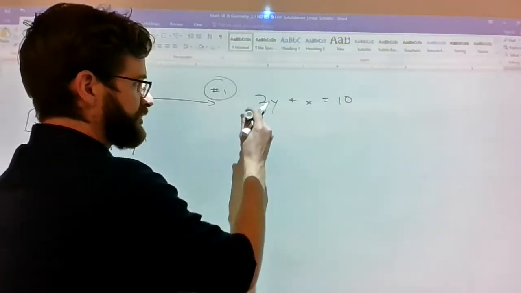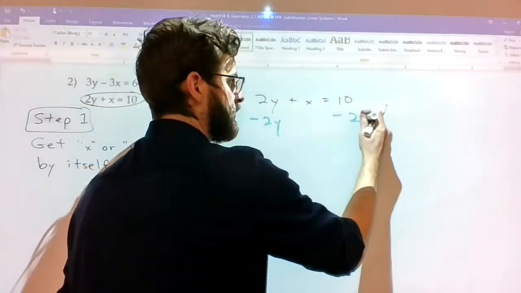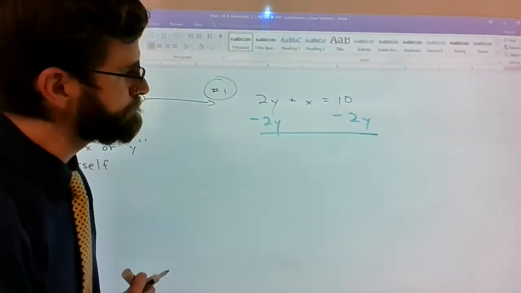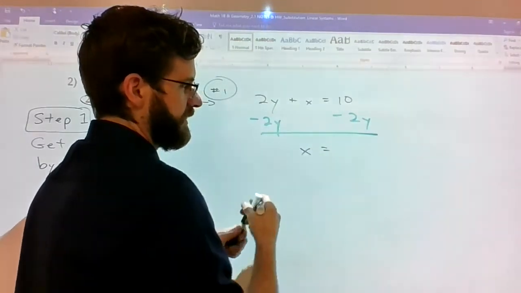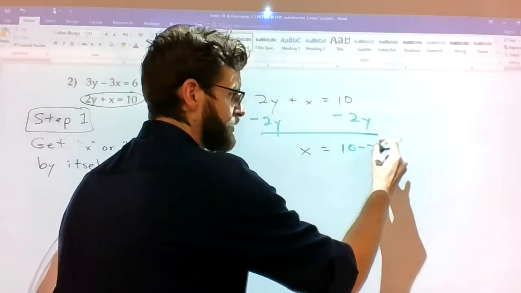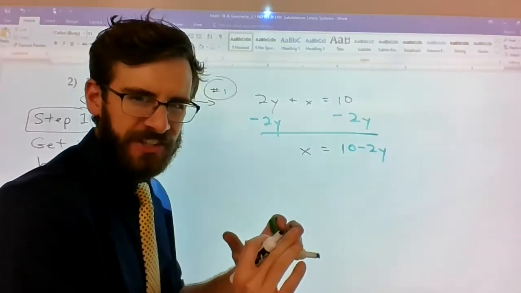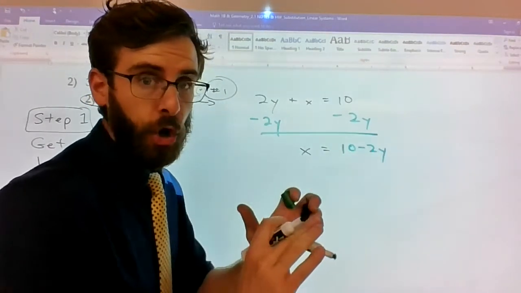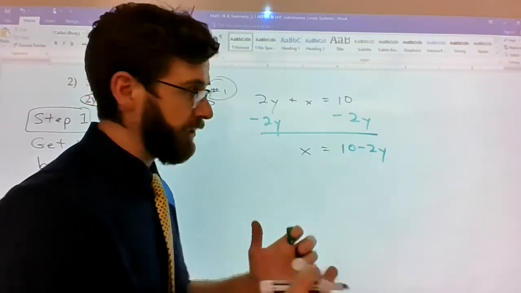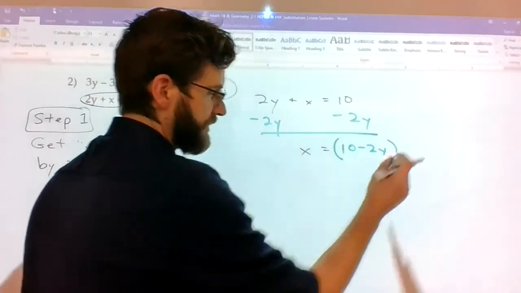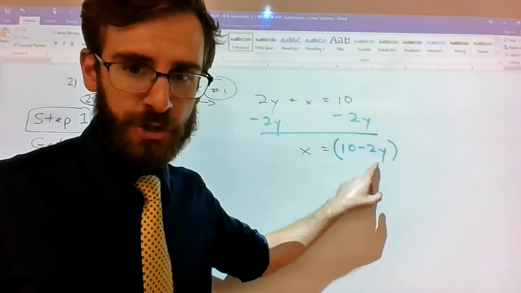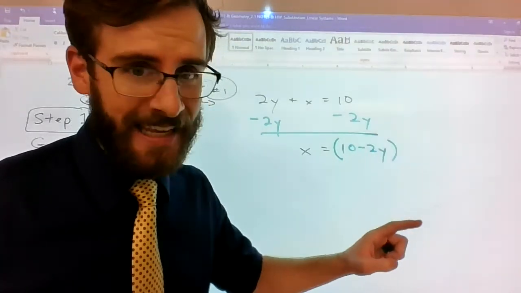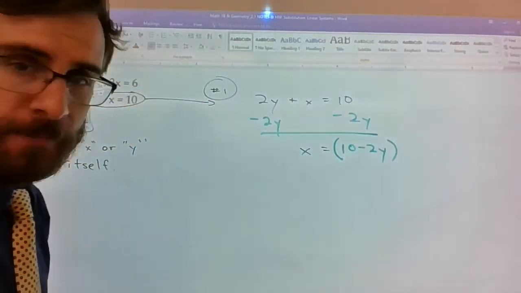So I can subtract the 2y from both sides. All right? So then x equals 10 minus 2y. And I always put these in parentheses just to remind myself that they're going in place of a variable and I need grouping terms here. Make sure you don't actually try to evaluate 10 minus 2y. It does not equal 8y. Okay, step 1 done.